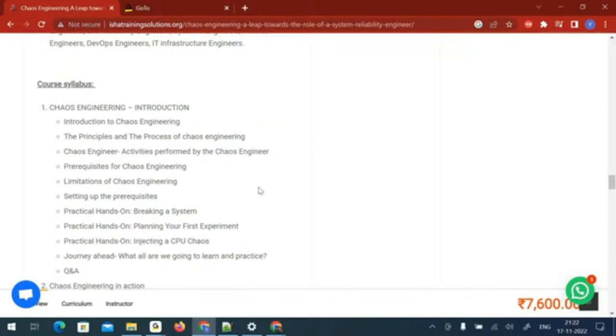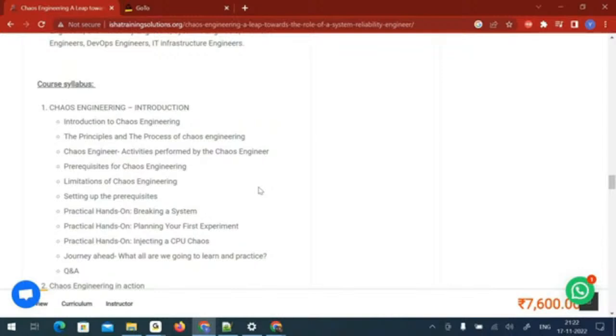Now, if we see the course syllabus, in a little more detail, step by step. First we start with the introduction. In the introduction, we cover chaos engineering introduction, then principles, some prerequisites, some limitations of chaos engineering, and then we will do some practical hands-on with the tools we have. Like how you break a system, how you plan your first experiment, then injecting chaos into CPU and all those.